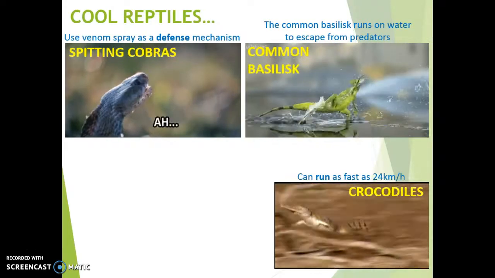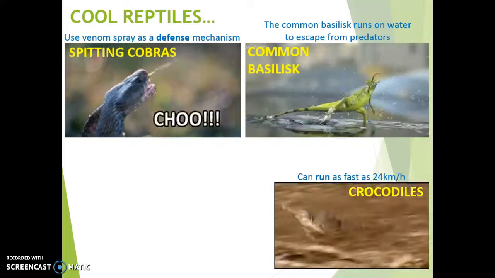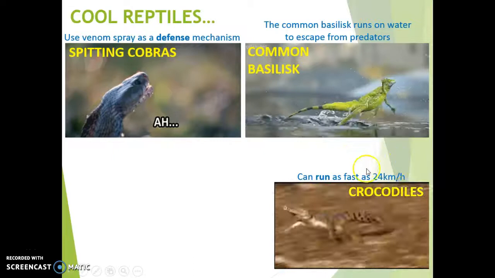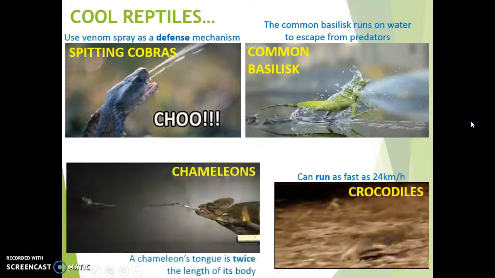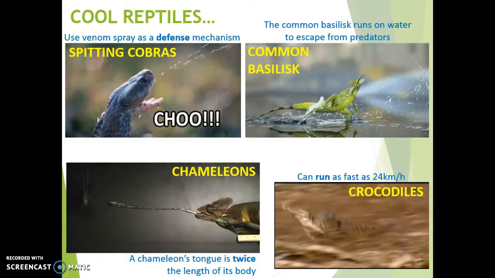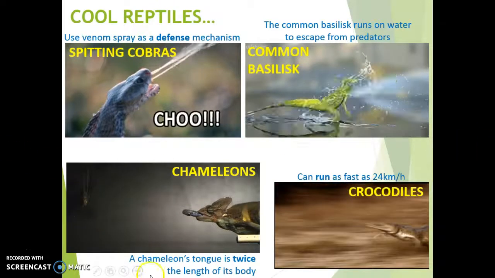Look at this one, the common basilisk. It runs on water to escape from predators. It also runs as fast as the crocodile, more than 25 kilometers per hour. And finally, chameleons. A chameleon's tongue is twice the length of its body. They use it to catch insects. Okay.